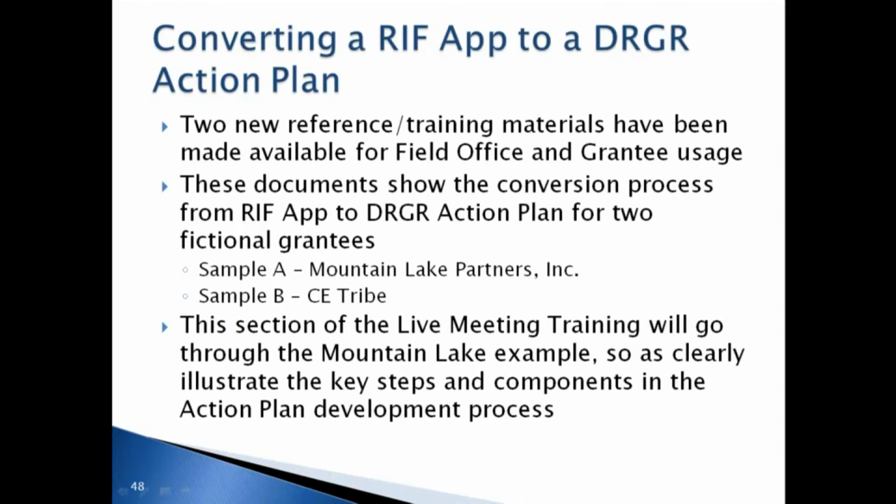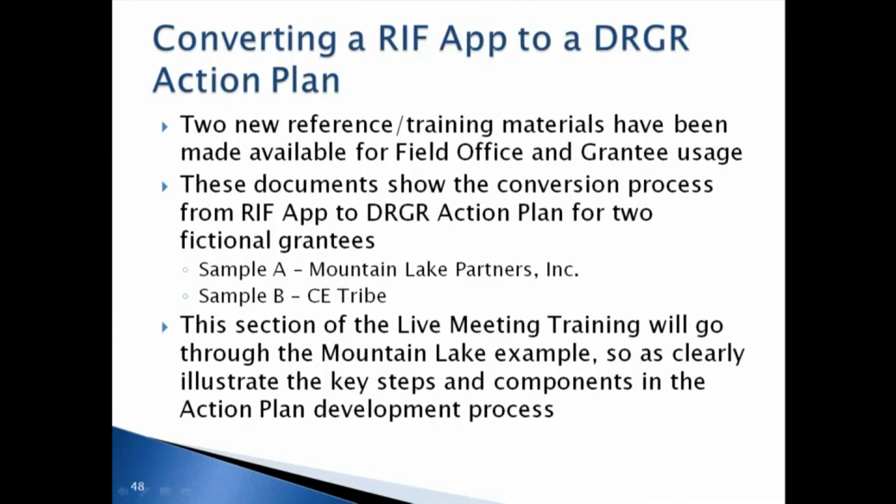Converting a RIF application to a DRGR action plan. There are 2 reference documents available to grantees. Grantees can get these documents through their field office contact in HUD, and the field office contact has been given access to the documents through the Office of Community Renewal here at HUD headquarters.